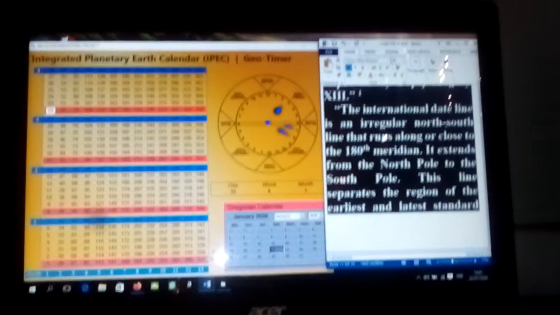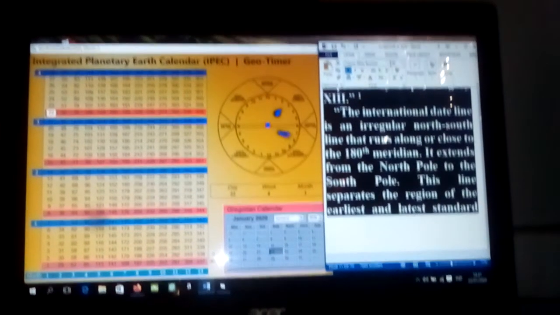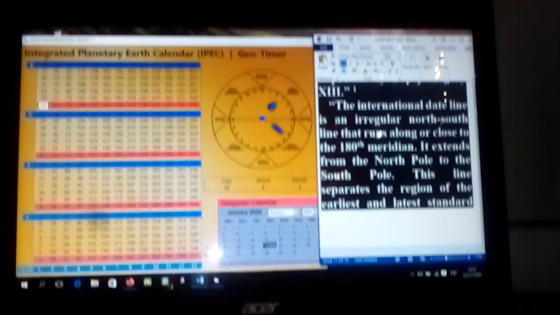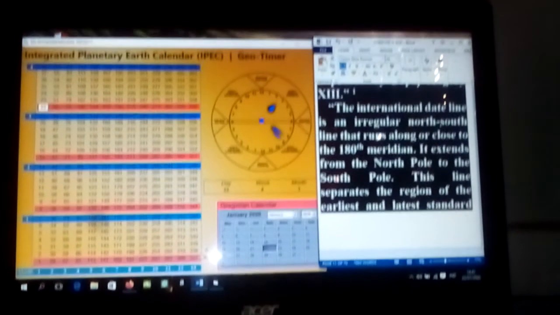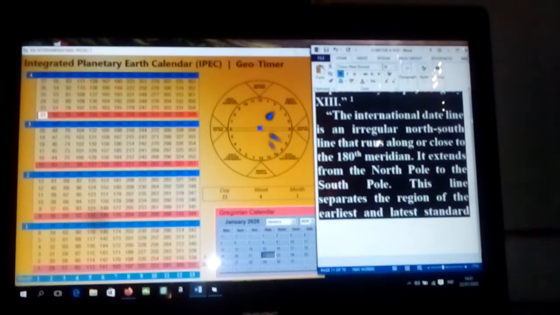The international date line is an irregular north-south line that runs along or close to the 180th meridian. It extends from the North Pole to the South Pole. This line separates the region of the earliest and latest standard times.